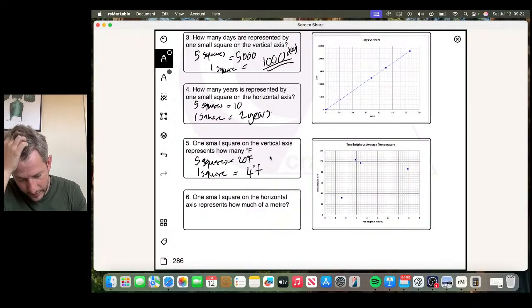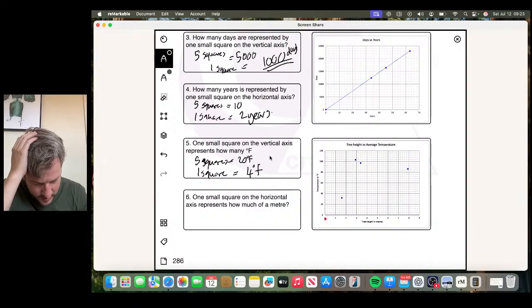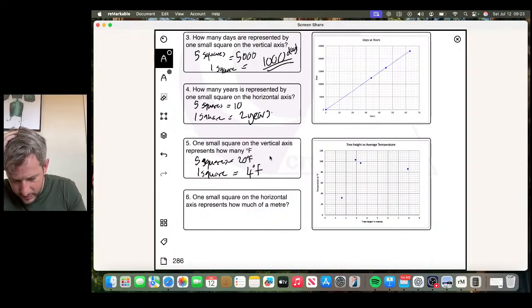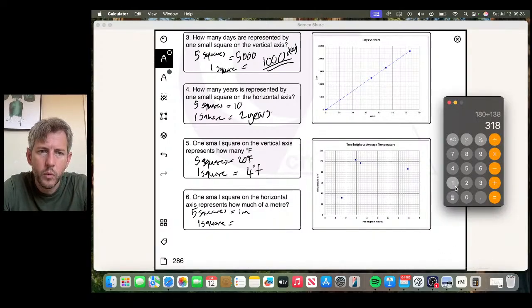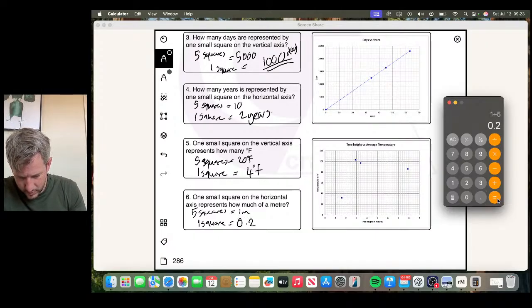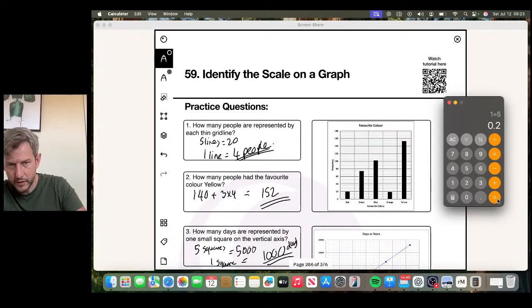Okay. And question 6. One small square on the horizontal axis represents how much of a meter? Okay, so 1 meter, 5 squares equals 1 meter. So 1 square will equal 1 divided by 5, 1 divided by 5, 0.2 meters. Okay, and that's the practice questions done for that topic.